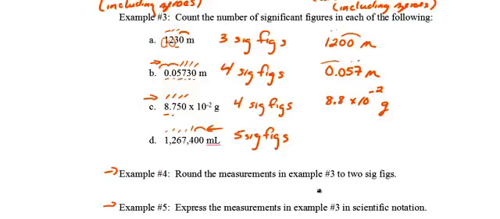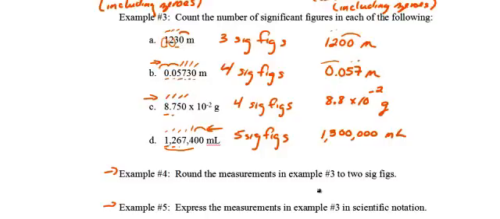And finally, in this last number, letter D, we have all of these non-zero numbers are significant, but we only want the 1 and the 2. The 6 will make this 2 round up, so we're going to be left with 1,300,000 milliliters. 1,300,000 milliliters would be the correct number.